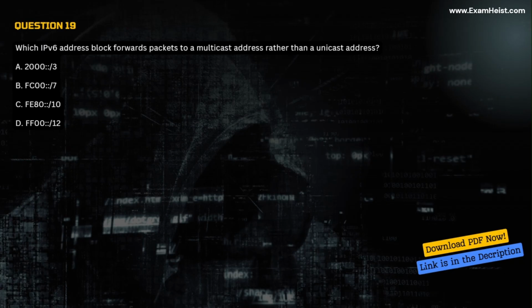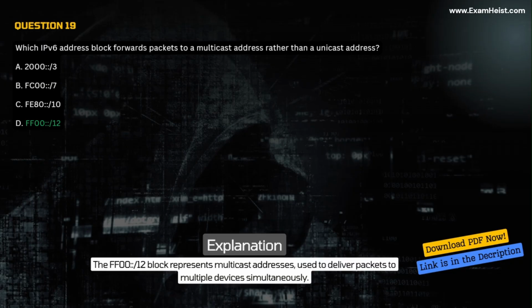Question 19. Which IPv6 address block forwards packets to a multicast address rather than a unicast address? A. 2000::/3. B. FC00::/7. C. FE80::/10. D. FF00::/12. Correct answer D. FF00::/12. Explanation. The FF00::/12 block represents multicast addresses, used to deliver packets to multiple devices simultaneously.